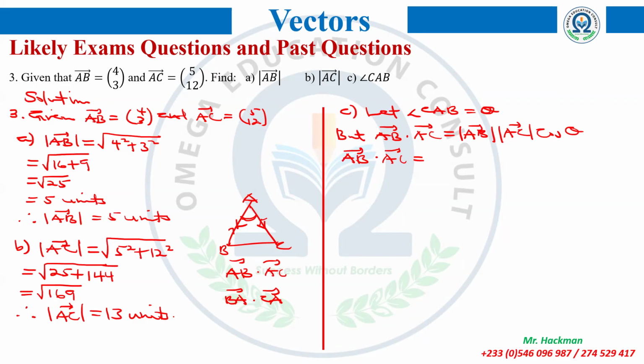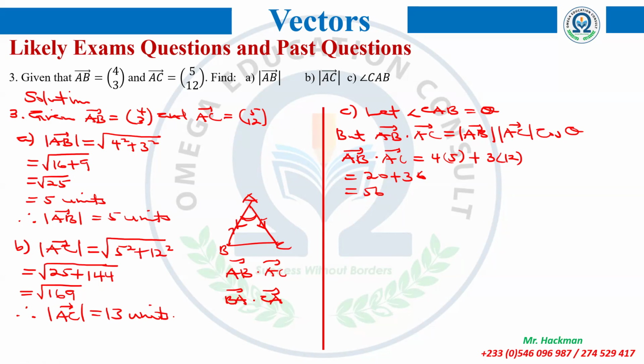When we are dotting, we are supposed to multiply the corresponding components, then we add. So it will be 4 times 5, plus 3 times 12. Is my point well made? Yes. Which in effect will give us 20 plus 36, which gives us 56. Am I right?